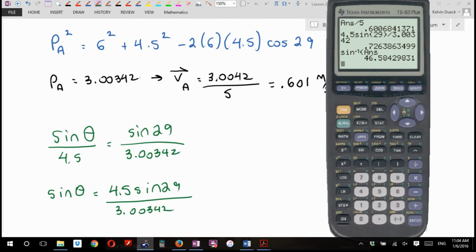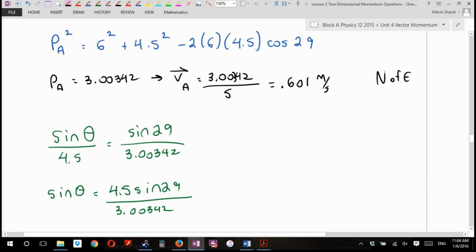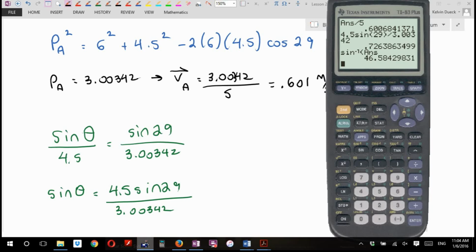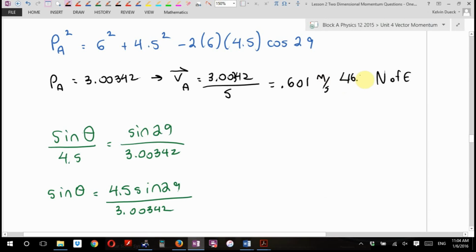No, did I what? 3.00342. Oh, 6 there? Here? Oh, here? Oh, I see what you're saying. But you know what? I used my answer button, so it didn't matter. That's why, by the way, that's why I always use the answer button, because I write stuff down wrong all the time. Thank you, Jake. Now I know where you're going. 46.6 degrees. That's as tough as it's going to get.